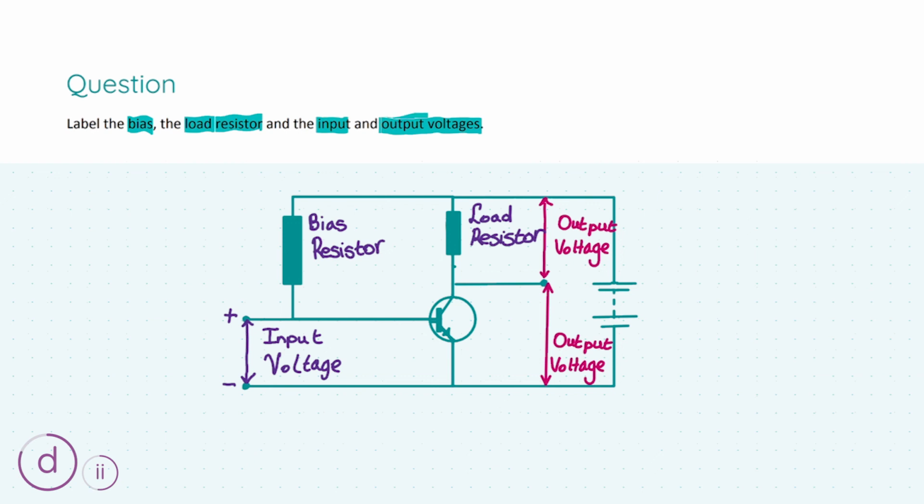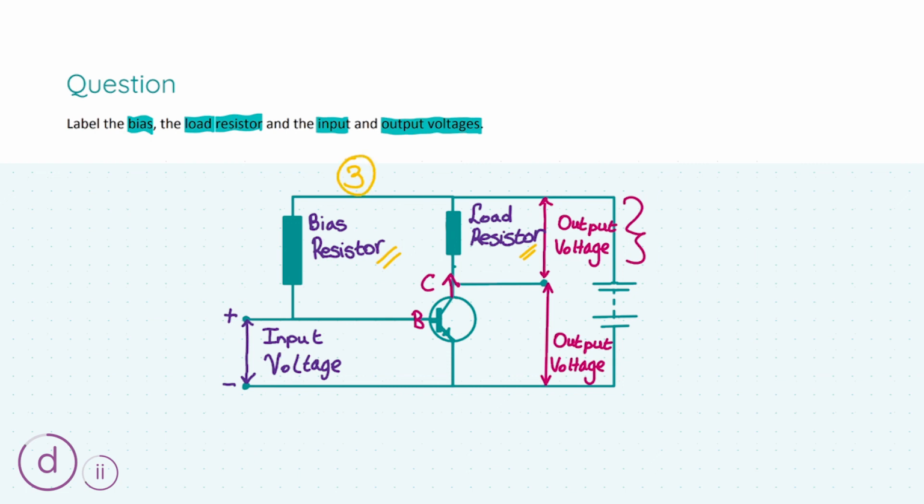This is the standard diagram you're going to have to learn, but let's look at the key features. The bias resistor and the load resistor are here and here, and they must be in these positions. The bias resistor is connected to the base of the transistor and near the input voltage, as we have over here. The load resistor is attached to the output voltage up here, and also the collector part of the transistor. So labeling these correctly will get you your first 3 marks.